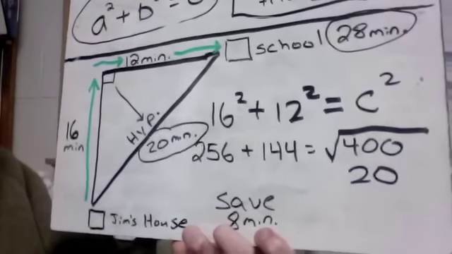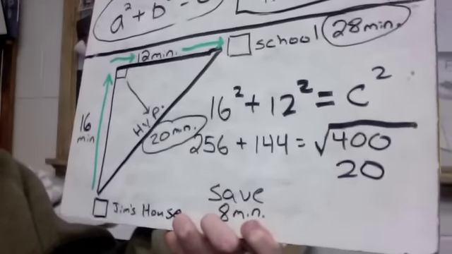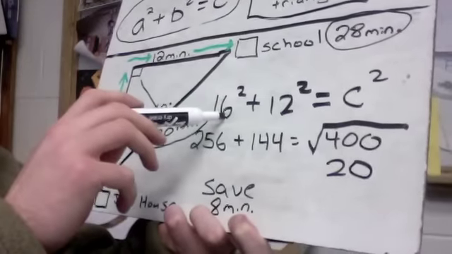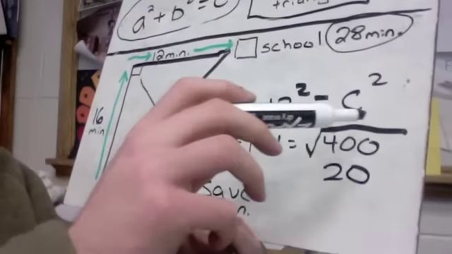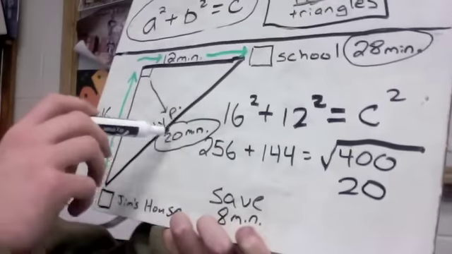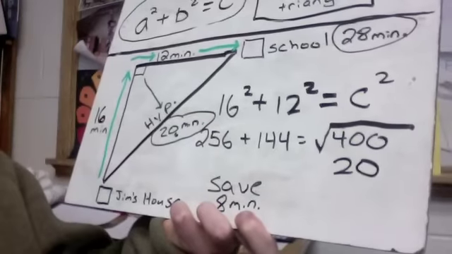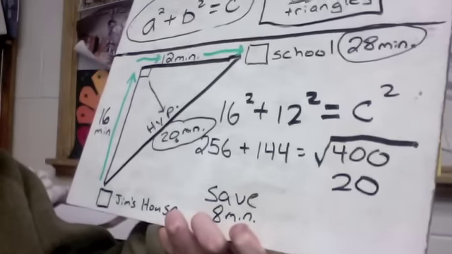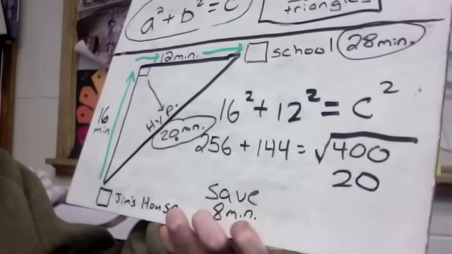So we did this exactly like we did all the other problems, except we put it in a real life situation. We still had A and B. We still did A squared plus B squared. Got 400. Still found the square root of that. And our answer was 20 minutes. If the question was how much time did he save, he started out at 28 minutes, and now his trip only takes 20 minutes. He saved 8 minutes.